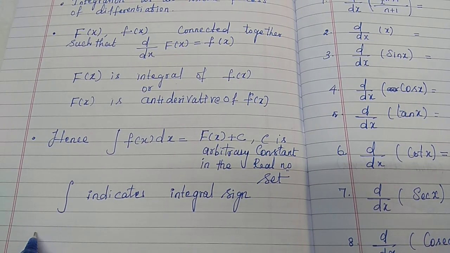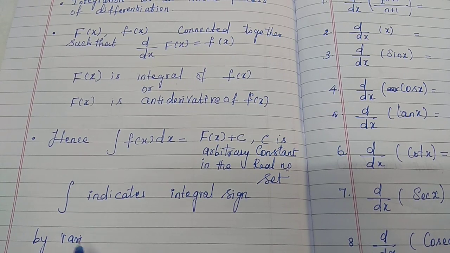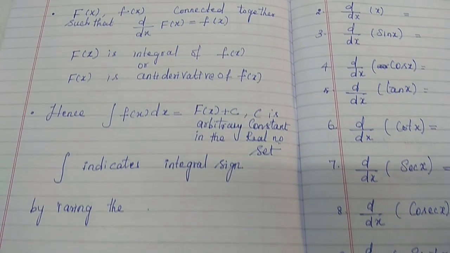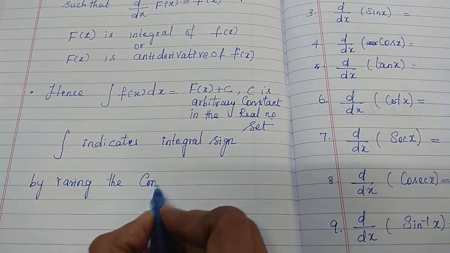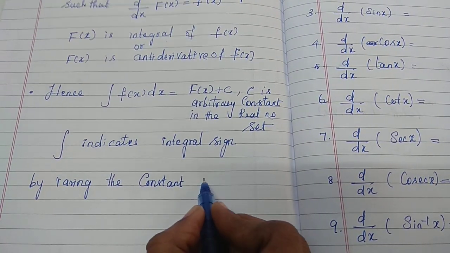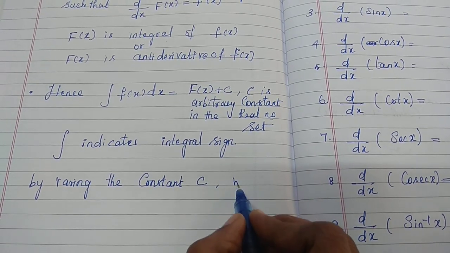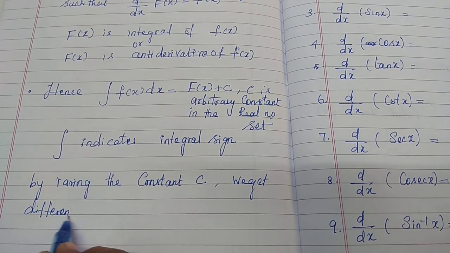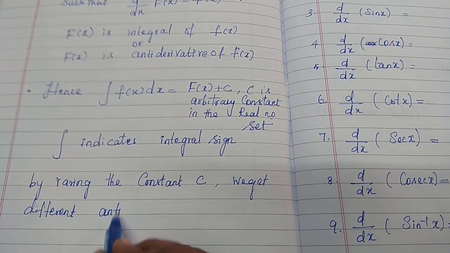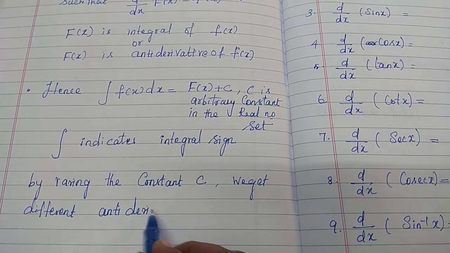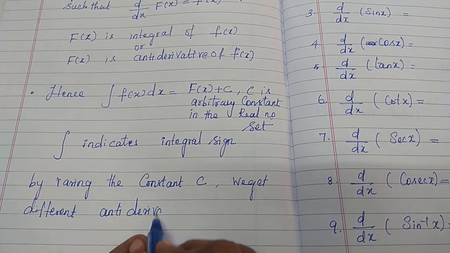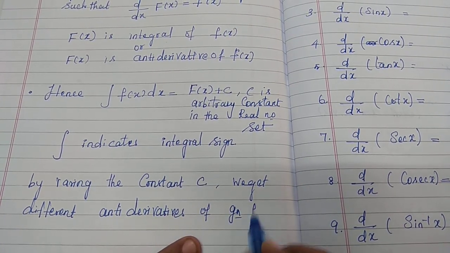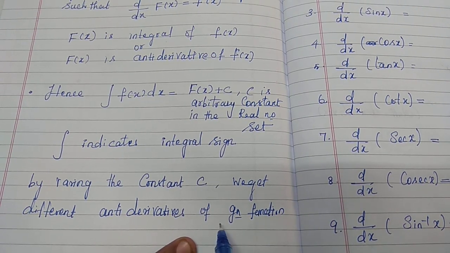So note that by varying the arbitrary constant c, we get different antiderivatives of a given function f of x.